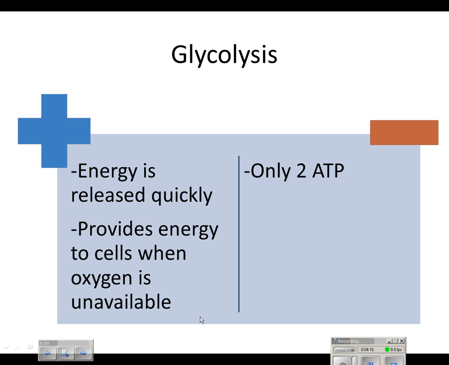So in glycolysis, we have some pluses and negatives. We are going to release energy quickly and provide energy to the cells when oxygen is unavailable. But on the negative side, it only produces 2 ATP. So glycolysis is the breaking down of glucose as the initial step. It's going to break the glucose down into 2 pyruvic acid molecules.